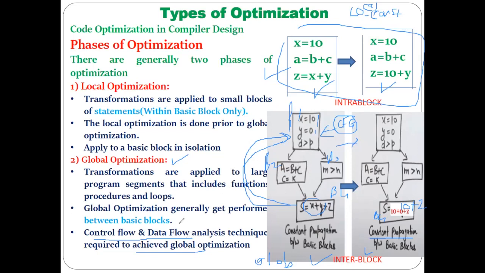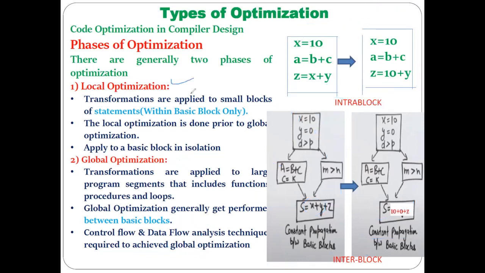So to do the global optimization, two techniques are required: control flow analysis and data flow analysis. Details related to this we will discuss next time also. I hope all of you got a clear idea of what exactly global optimization and local optimization are, and what the differences between them are.